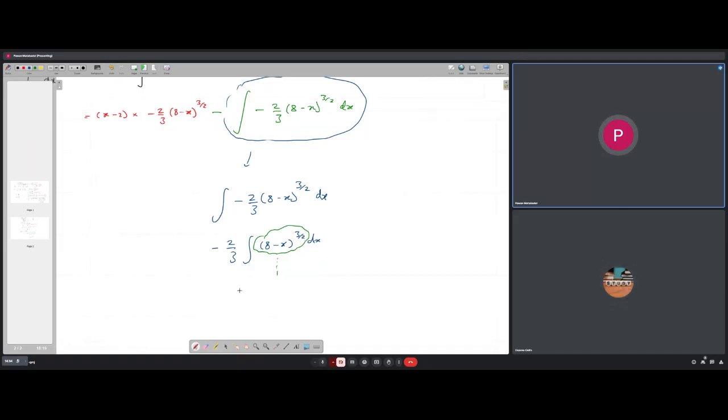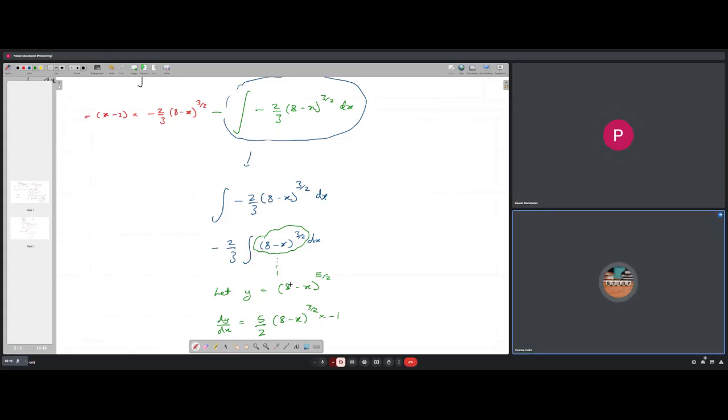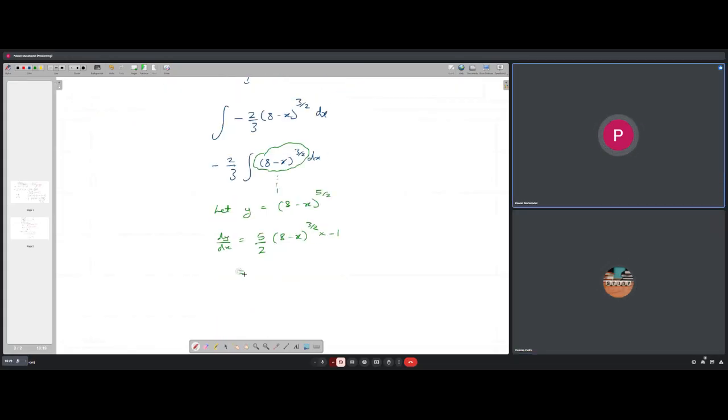So you can say, well, let my guess be y equal 8 minus x to the power of 5 over 2. Well done, yeah. So then let's try and find the derivative of that and see if there's any match or mismatch. So you would have 5 over 2 times 8 minus x to the power of 3 over 2 times minus 1. Yeah, well, we're kind of past that now, but yeah, pretty much this is it.